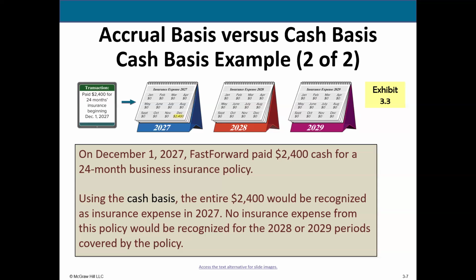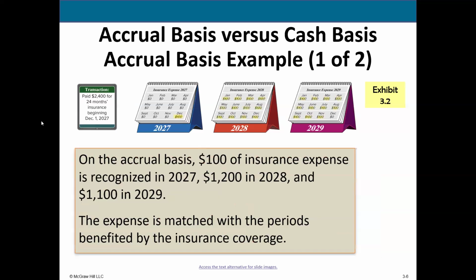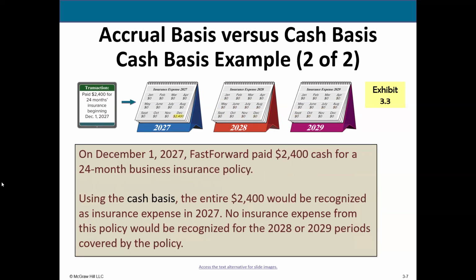Now, if you were to compare the two systems, looking back, you can see that accrual-based accounting provides a more accurate picture of the expenses as they are actually happening. If I looked at the income statement for December 2027, I would see this huge insurance expense for the cash-based system, and then every other month after, zero. That's not exactly an accurate picture of what's actually going on. So that's why the accrual-based accounting system is more accurate.